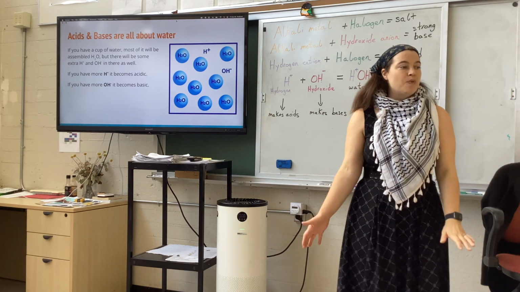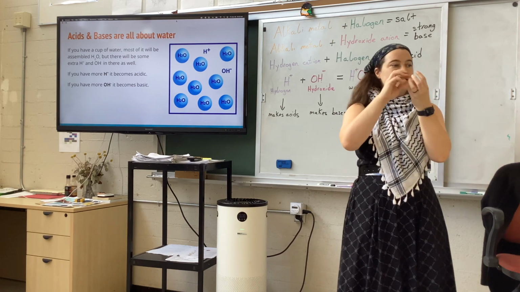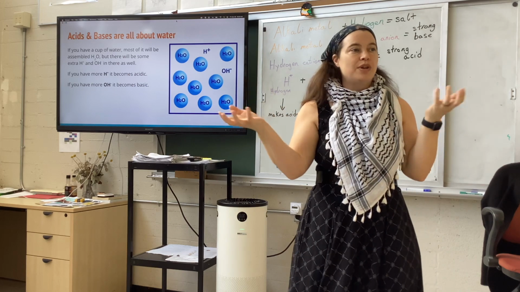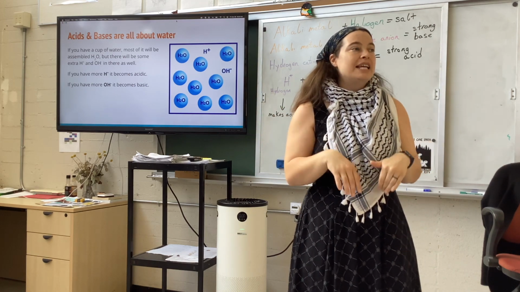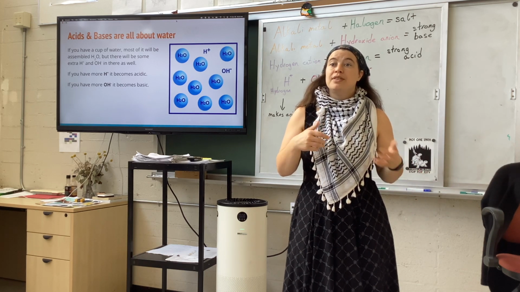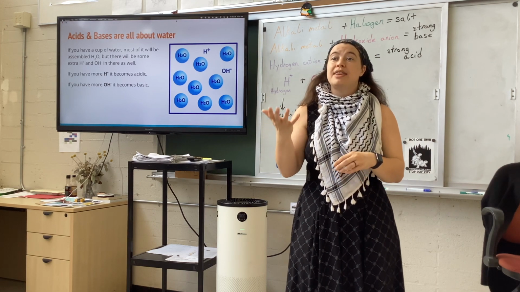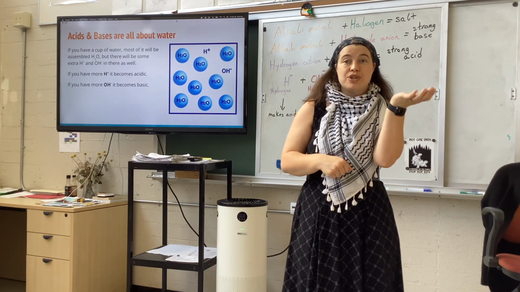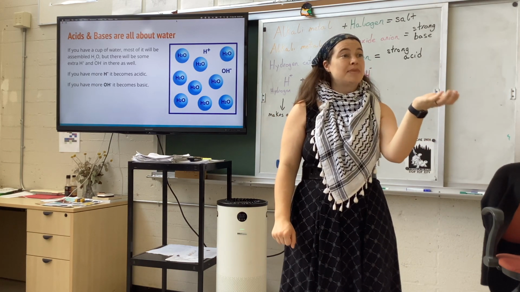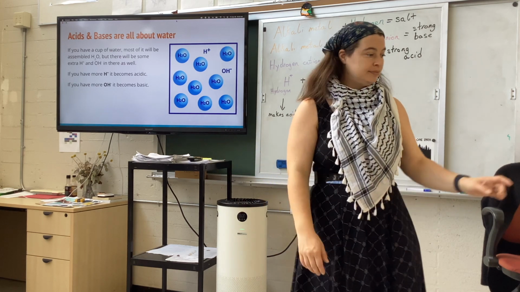So if you've got a cup of water, most of it would be together as H2O, but sometimes these ions separate out, and you'd have some H pluses and some OH minuses just floating around. But if we add in a chemical that creates more H pluses, that's an acid. If we add in a chemical that causes there to be more OH minuses, that's a base. So it's about hydrogen cations and hydroxide anions. Extra hydrogen cations make something an acid. Extra hydroxide anions make something a base.